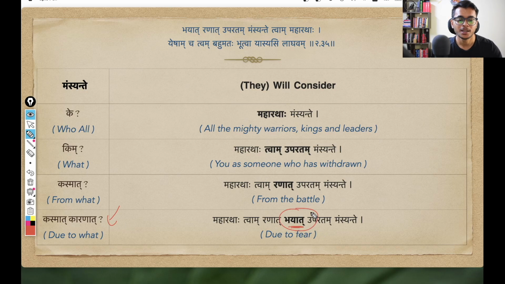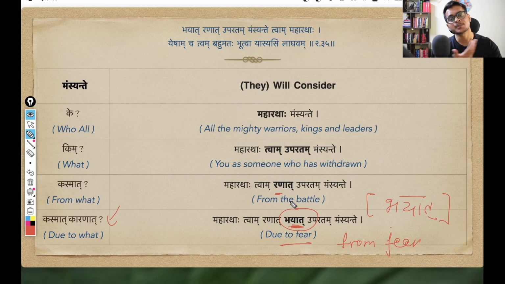Bhayat. See, the Pratipadika here is Bhaya. Okay, and the use of Panchami Vibhakti here, Bhaya changing into Bhayat, this use of Panchami Vibhakti is to show the reason. Okay, whenever we show the reason, due to this, then also we use Panchami Vibhakti, right? Okay, so both these padas, Rana and Bhaya, they both are in Panchami Vibhakti. There is a slight difference in the way they are being used. Rana is used in the sense of showing separation from the battle. And Bhayat is showing the reason, due to fear. But both are in Panchami Vibhakti.